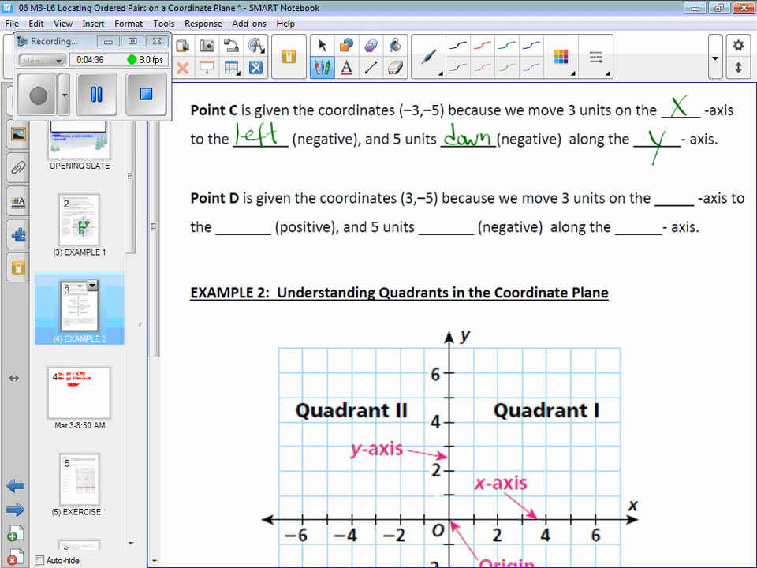Somebody I haven't heard from. Go ahead, Max. Always X first. What direction is positive? Right. What direction is negative? When you move down or up, along what axis is that?